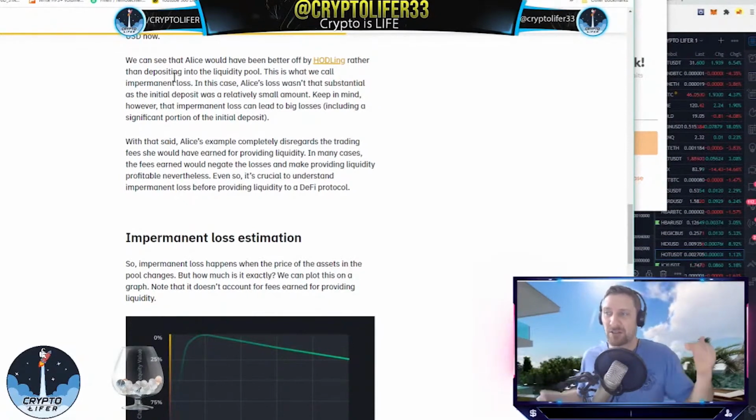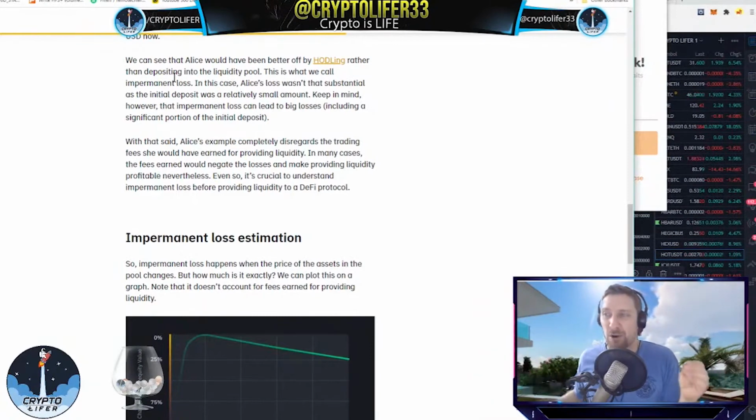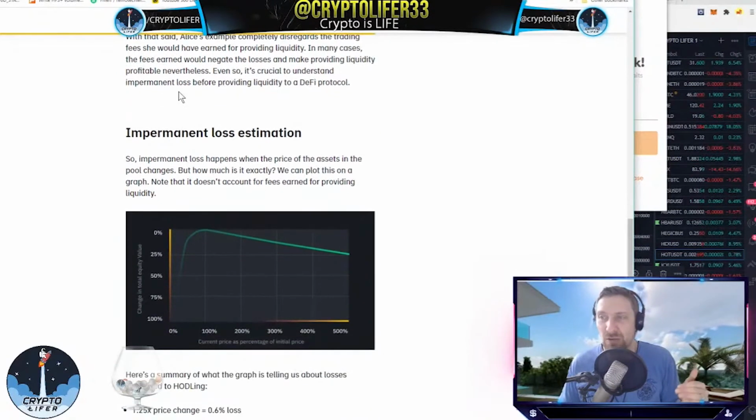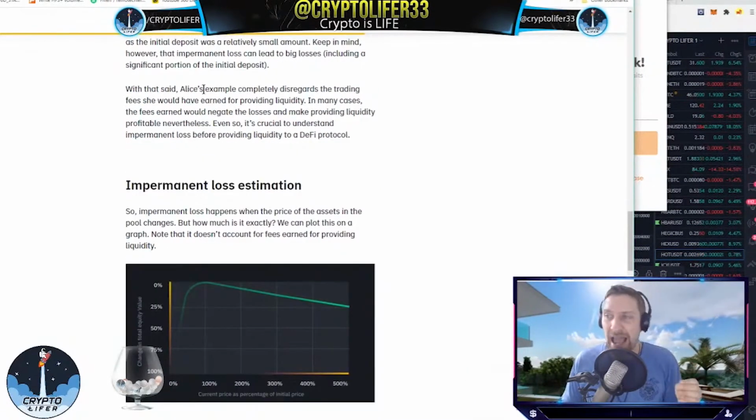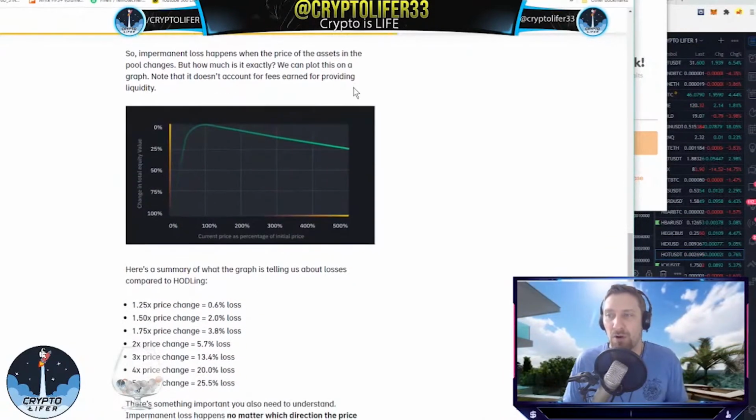In this case, Alice's loss wasn't that substantial as the initial deposit was a relatively small amount. Keep in mind, however, that impermanent loss can lead to big losses, including a significant portion of the initial deposit. With that said, Alice's example completely disregards the trading fees she could have earned from providing liquidity. In many cases, the fees earned would negate the losses and make providing liquidity profitable nonetheless. Even so, it's crucial to understand impermanent loss before providing liquidity to a DeFi protocol.